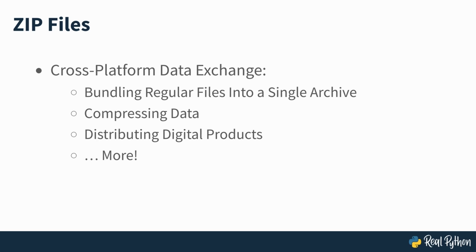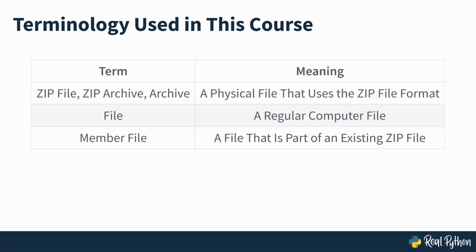In this course, you'll learn how to manipulate zip files using Python's zipfile module. Because the terminology around zip files can be confusing at times, this course will stick to the following conventions regarding terminology. Zip file, zip archive, or archive will refer to a physical file that uses the zip file format. File refers to a regular computer file, and member file refers to a file which is part of an existing zip file. Having these terms clear in your mind will help you avoid confusion while you follow this course.